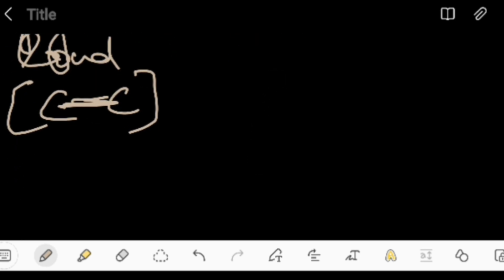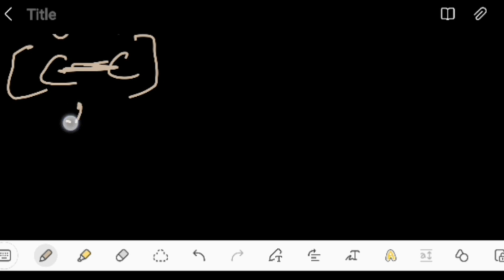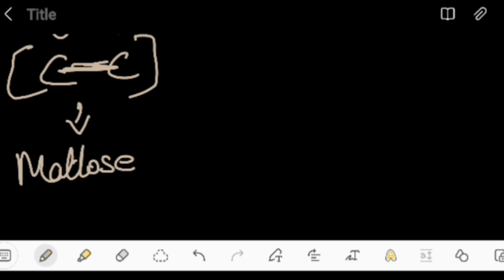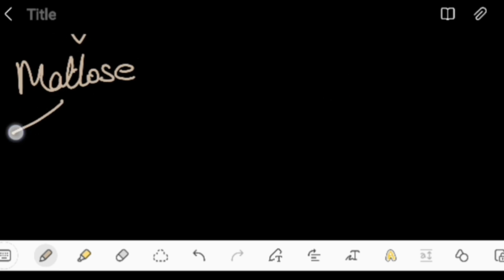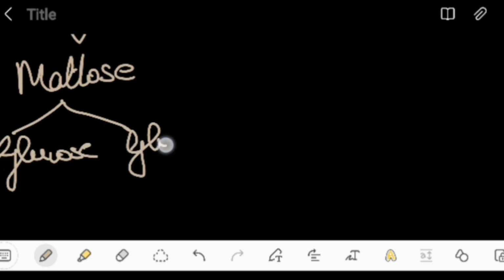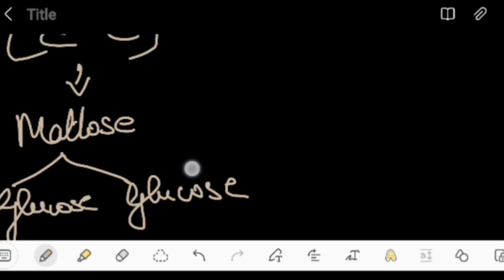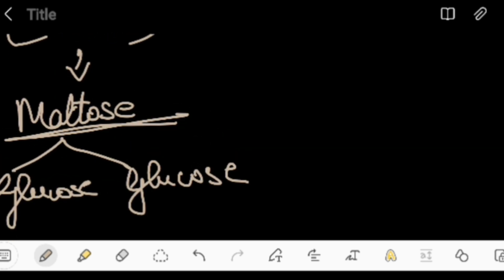Now there are examples of many disaccharides. You can have maltose as an example, because when maltose is hydrolyzed, you get 2 glucose, which is a monosaccharide. Hope you understood what is a disaccharide. With an example you can understand. When you hydrolyze this disaccharide, you get 2 units of monosaccharide, that is glucose.